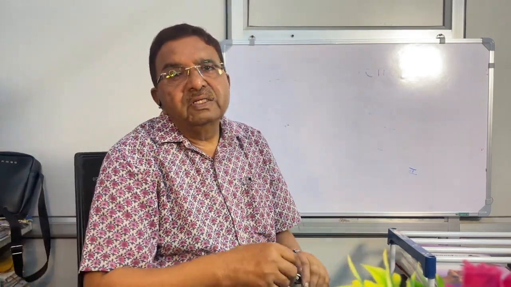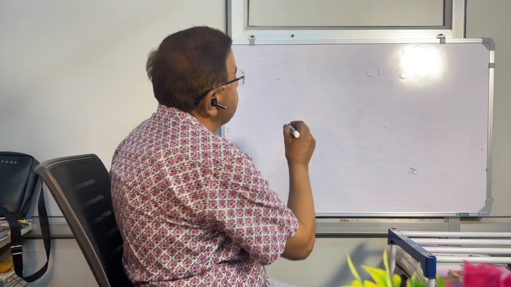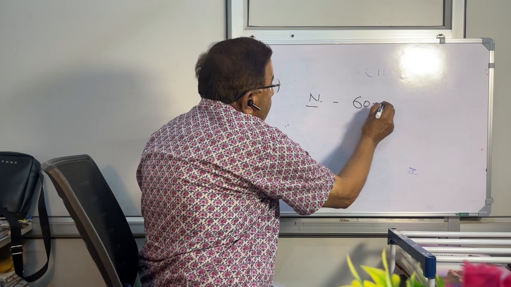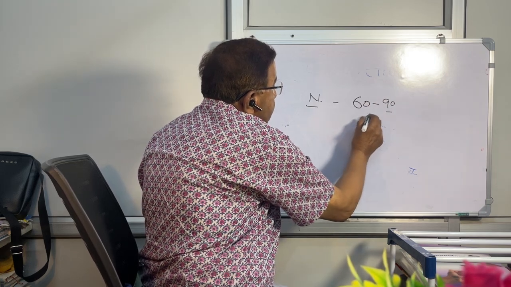Now, for this, you should know the normal heart rate. Only then can you assess whether this patient has a low heart rate or a high heart rate. So sinus bradycardia is when the heart rate is lower than the normal. Now what is the normal heart rate? Normal heart rate is 60 to 90 beats per minute. This is the normal heart rate range, 60 to 90 beats per minute.